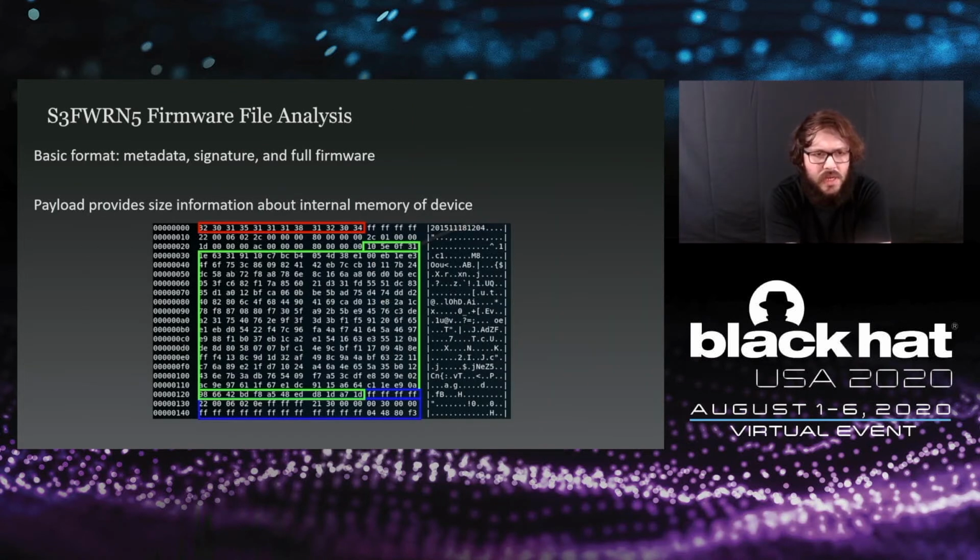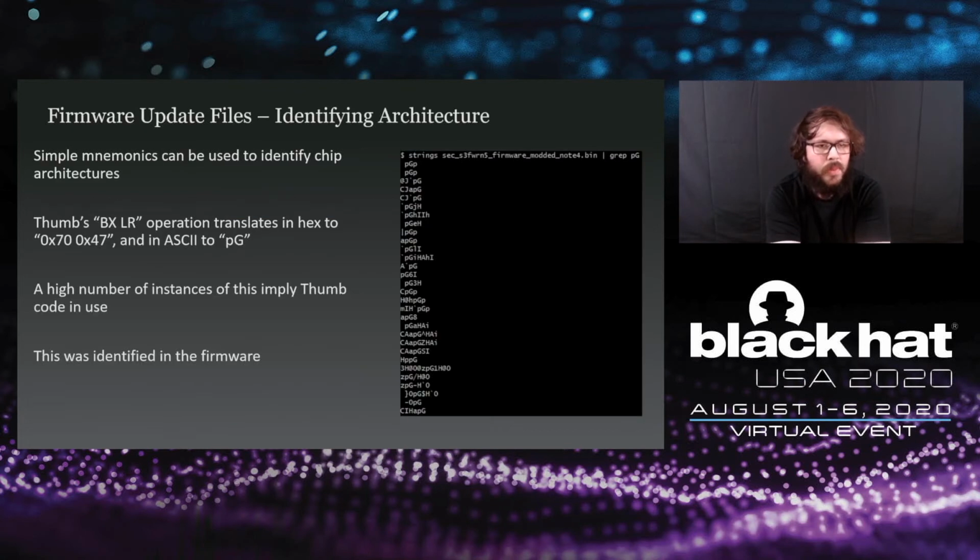The firmware update files used had a very basic format. They had some metadata highlighted in red, which was the date that the firmware was made, a signature, highlighted in green, which was just a simple RSA signature, and highlighted in blue was the start of the firmware, which I found to be standard ARM update firmware.